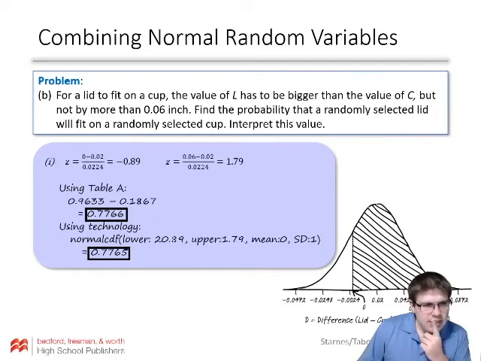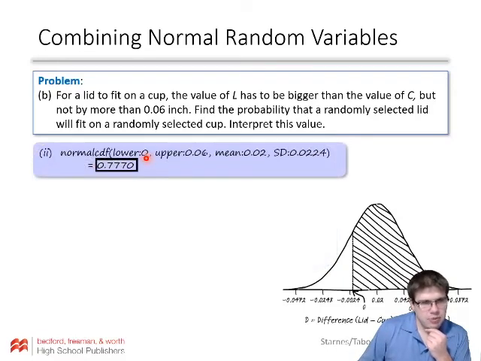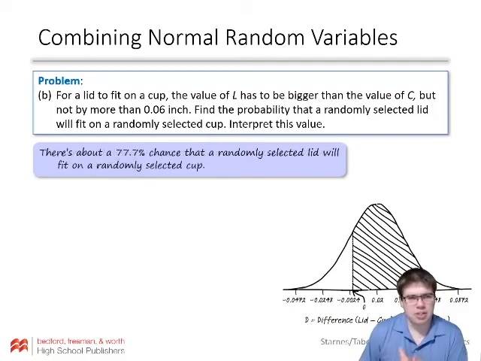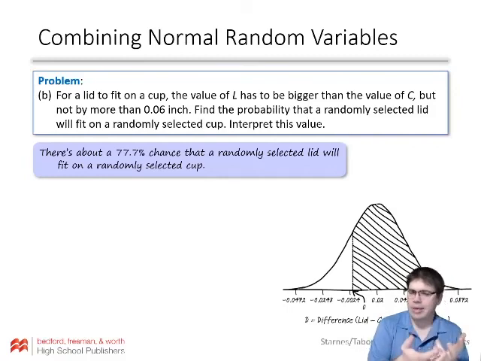On second thought, because they got it right here, sorry, on this page, this is right, from 0 to 0.06 with that mean of 0.02, standard deviation of 0.0224, and that'll give us that probability. And so we can interpret that as there's about a 77.7% chance that a randomly selected lid will fit on a randomly selected cup. We can calculate it using that type of math. There's a lot of different applications of this, and so we'll do some more practice with that, but that is combining random variables.